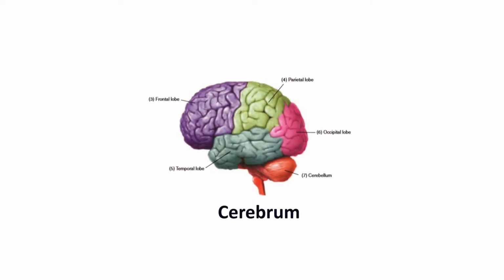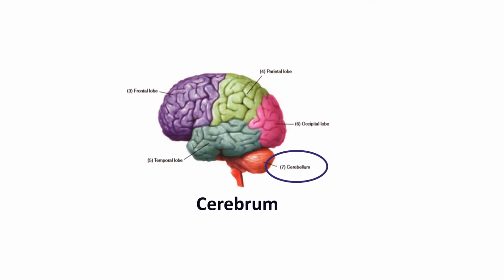The cerebrum is the largest and most superior part of the brain. There are 4 lobes: the frontal, the parietal, the temporal, and the occipital lobes. This part is responsible for motor and sensory functions. The brainstem and cerebellum attach the cerebrum to the spinal cord. The cerebellum is responsible for motor coordination and body equilibrium.